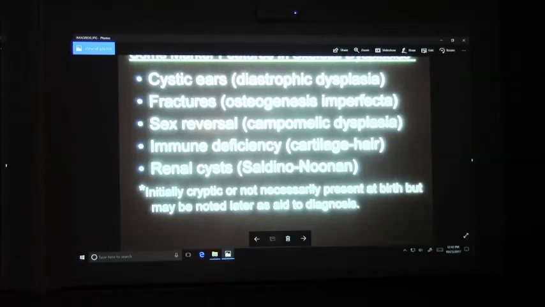The cystic ears, diastrophic dysplasia, fractures, obviously osteogenesis imperfecta, sex reversal, where the individual's karyotype doesn't match the external genotype, or genotype and phenotype, immune deficiency, there's maybe 4 or 5 disorders involving the skeletal disproportionate individuals that have immune deficiencies of various types. Renal cysts, we talked about syndactyly, we talked a little bit about thoracic dystrophy. And all of these are not necessarily obvious at birth, so they can be cryptic and be marker features in follow-up.